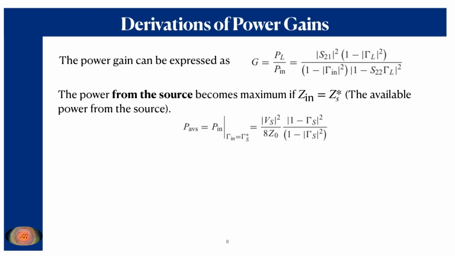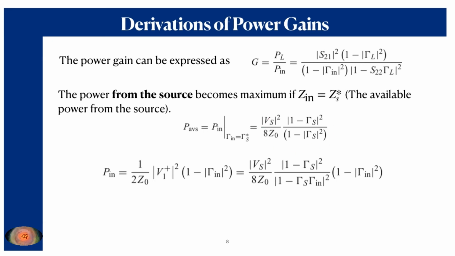Therefore, in the expression of P in, if you replace gamma in with the conjugate of gamma s, then this expression will result. Because the expression of P in that I obtained in my last slide is this one. And here, if you use this condition that gamma in is equal to the conjugate of gamma s, then from the numerator this one and from the denominator 1 square will be cancelled out, and finally the expression should look like this one.